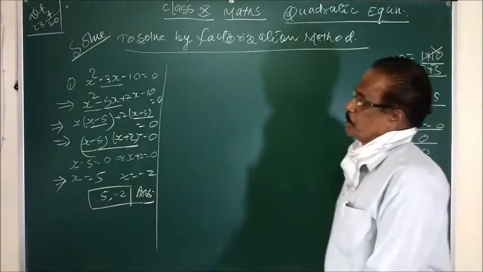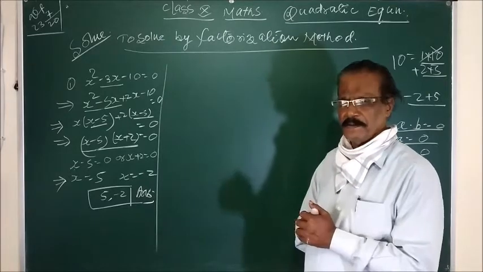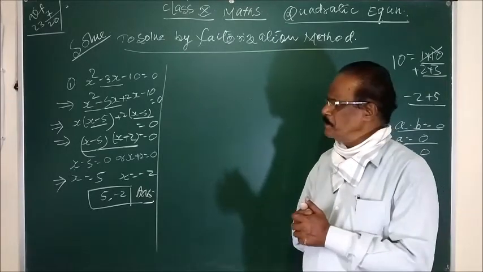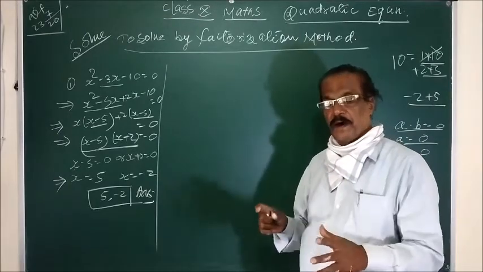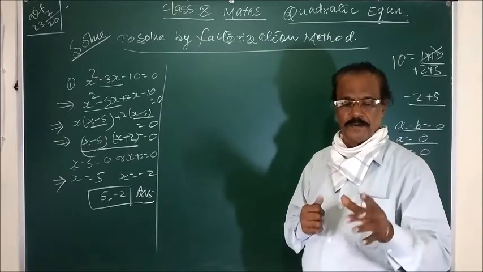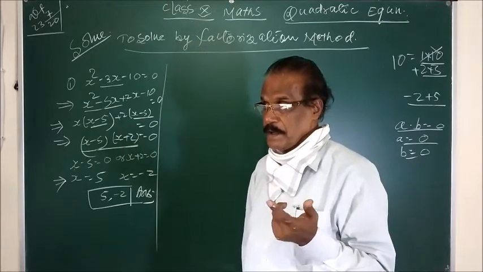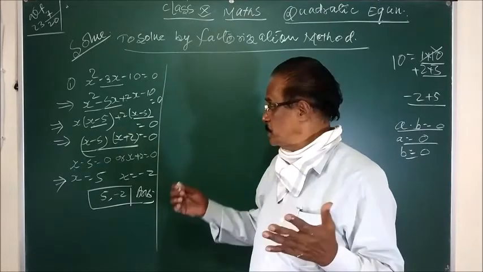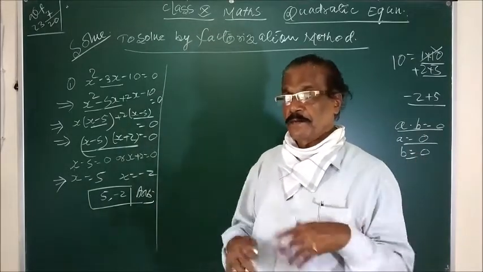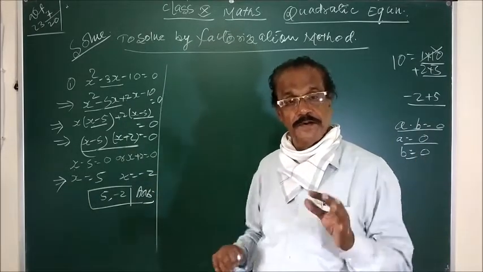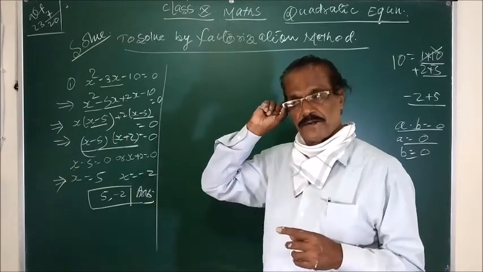Once again, I would like to remind you what this method is. In the factorization method, the given equation should be in the general form, ax square plus bx plus c is equal to 0. Otherwise, it is not necessary that the equations will be given in that form. If not given, you have to simplify and try to get the general form, and then you will use the factorization method.